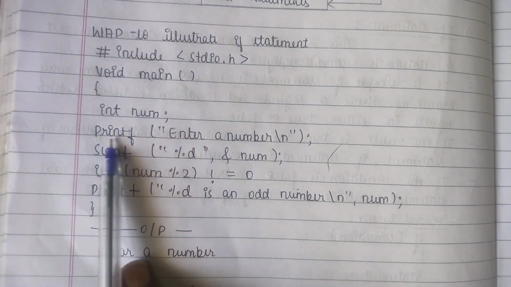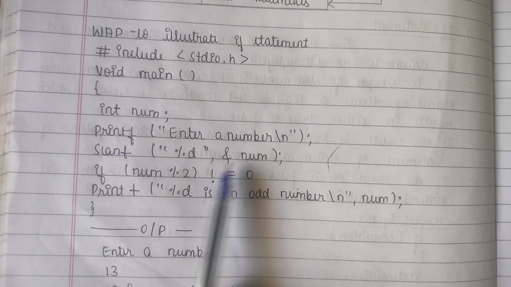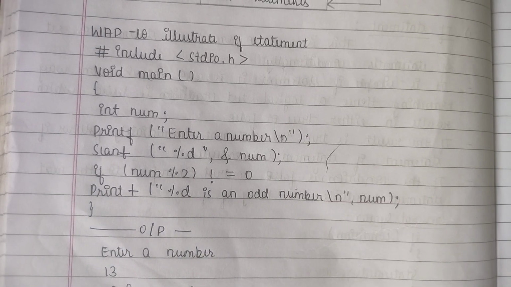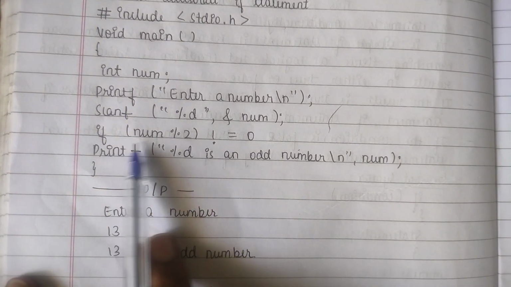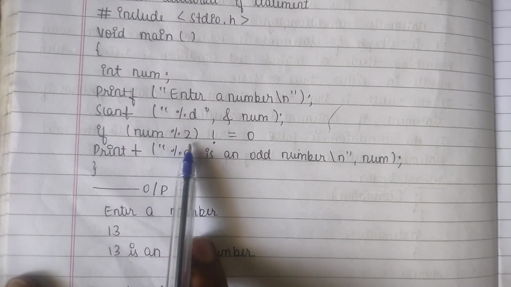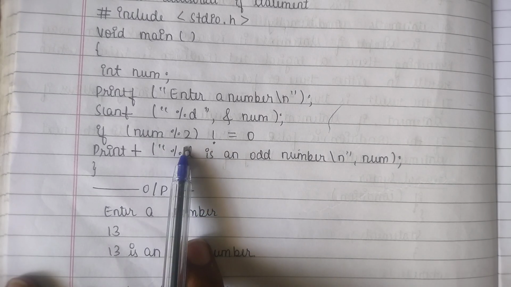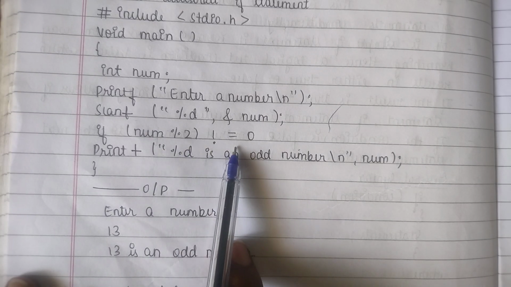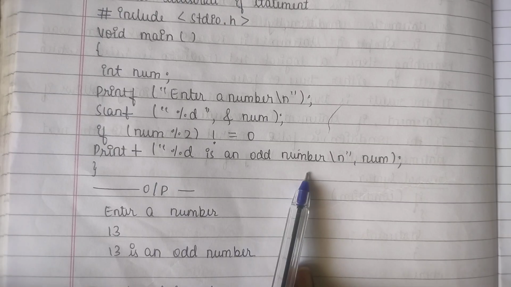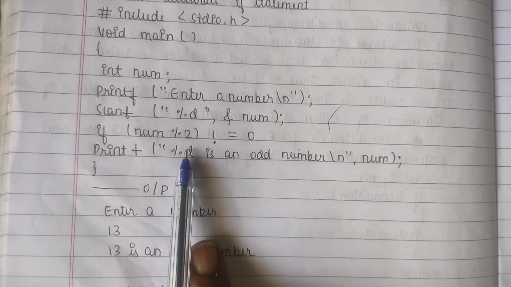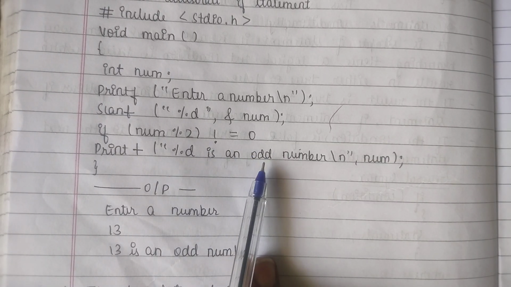Preprocessor, open the main. Integer is a number. Printf, enter a number. Scanf, just read the number. If the number modulus 2, means divide by 2, the remainder which is not equal to 0, then printf this is odd number. If the remainder is equal to 0, then it prints the even number.